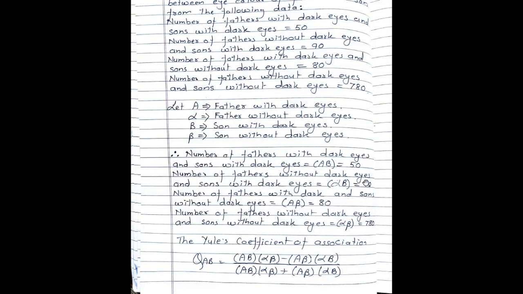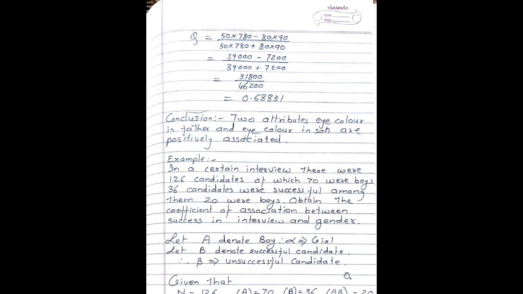The number of fathers without dark eyes and sons without dark eyes is denoted by alpha beta. The value is 780. Yule's coefficient of association is given by AB into alpha beta minus A beta into alpha B, divided by AB into alpha beta plus A beta into alpha B. Now replace the values in the formula. Q is equal to 50 into 780 minus 80 into 90, divided by 50 into 780 plus 80 into 90.